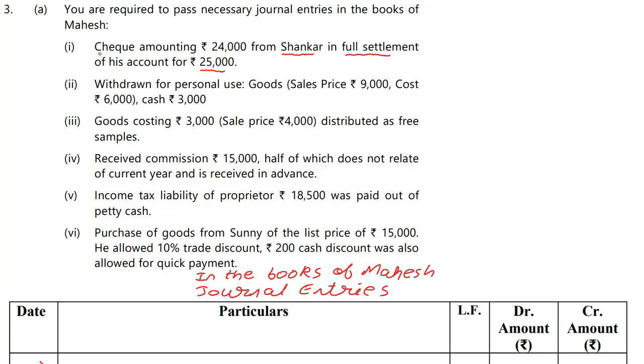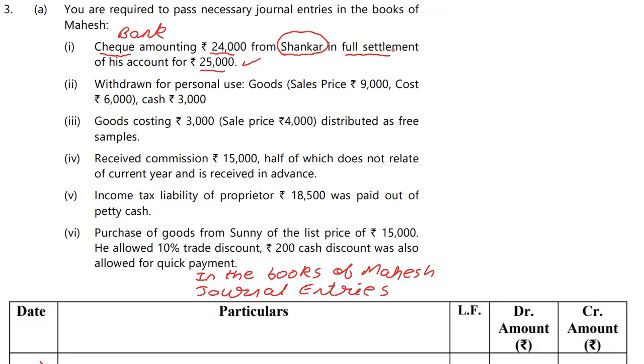Now, if we are talking about a check amounting to 24,000, the moment we have check, understand that the bank account is involved. Apart from that, we have Shankar, so no problem, Shankar as it is. The moment you see full settlement, and keep in mind, we are getting a check amounting to 24,000 from Shankar. That means Shankar is paying us. Shankar is our customer, and he was supposed to pay us 25,000, and yet you have a situation where only 24,000 is being paid.